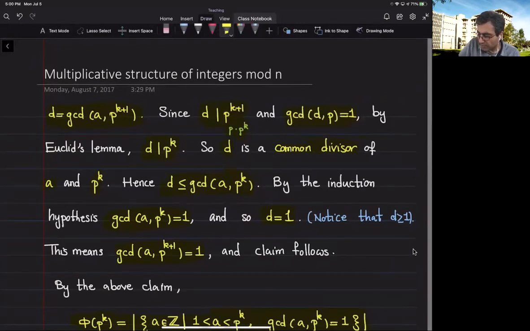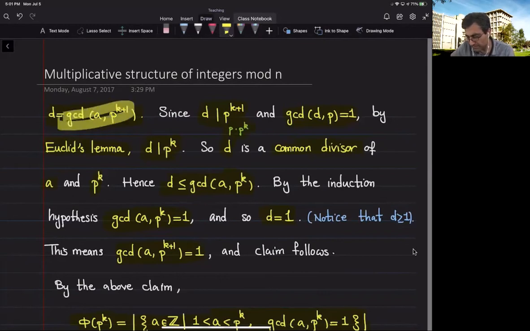You see, D divides p times p to power k, but D and p are co-prime. That's exactly the setting of Euclid's lemma. So by Euclid's lemma, D should divide the other factor, because D and p are co-prime, D divides this product. We deduce that D divides p to power k. Therefore, D is a common divisor of p to power k and a. D also divides a, by the way.